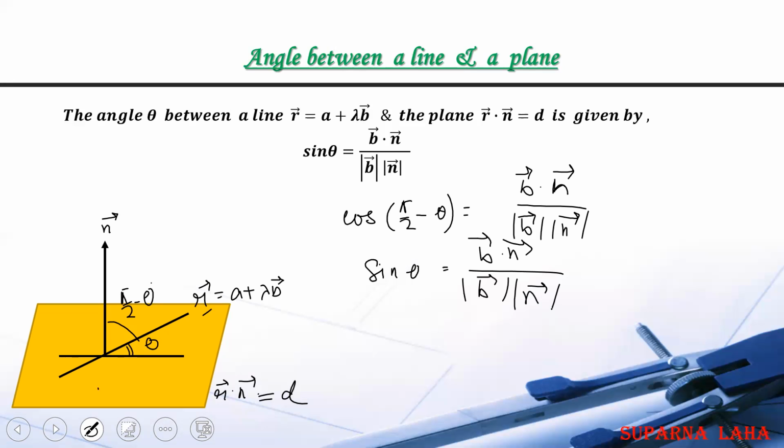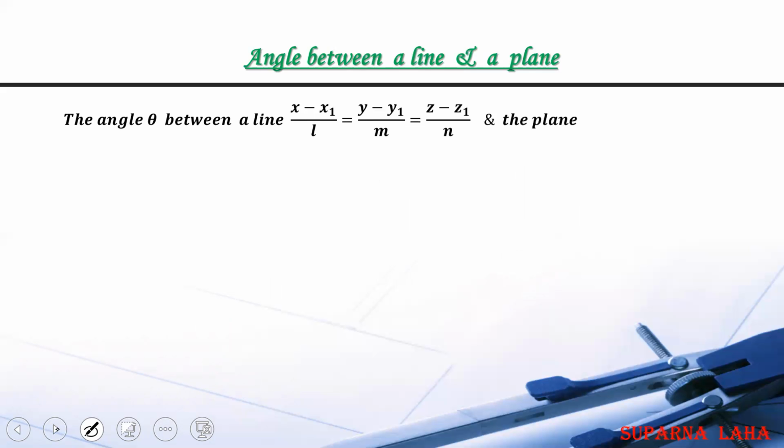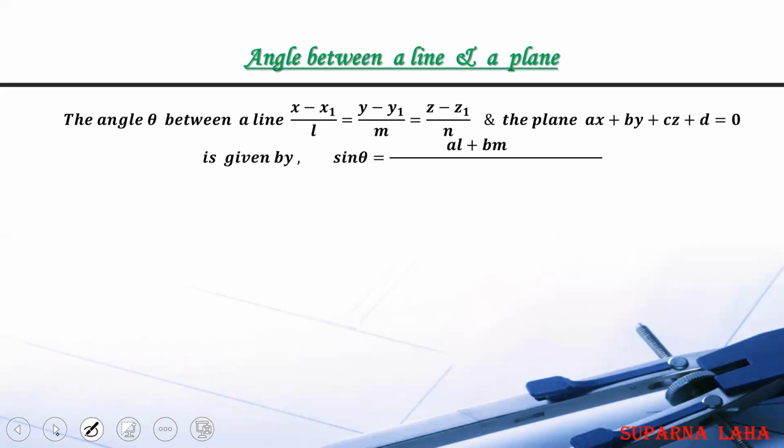So if we move to the Cartesian representation of it, the line is given by x minus x1 upon l equals y minus y1 upon m equals z minus z1 upon n, and the equation of the plane is ax plus by plus cz plus d equals 0. Then sine theta is given by al plus bm plus cn upon root over a square plus b square plus c square into root over l square plus m square plus n square.